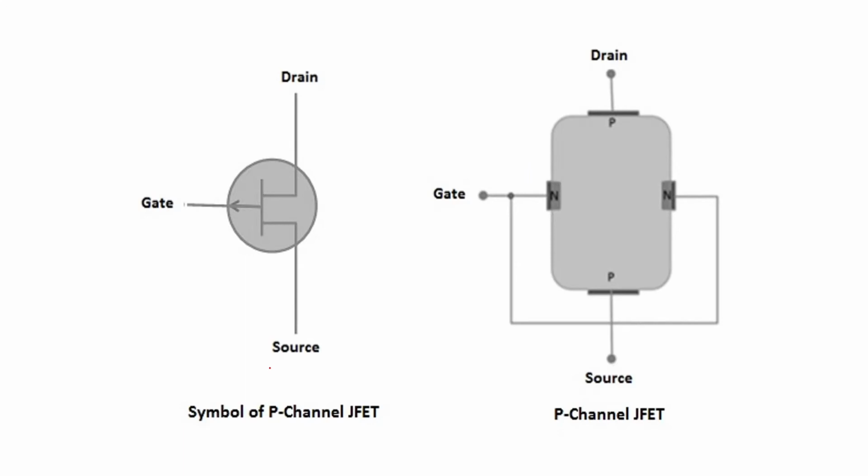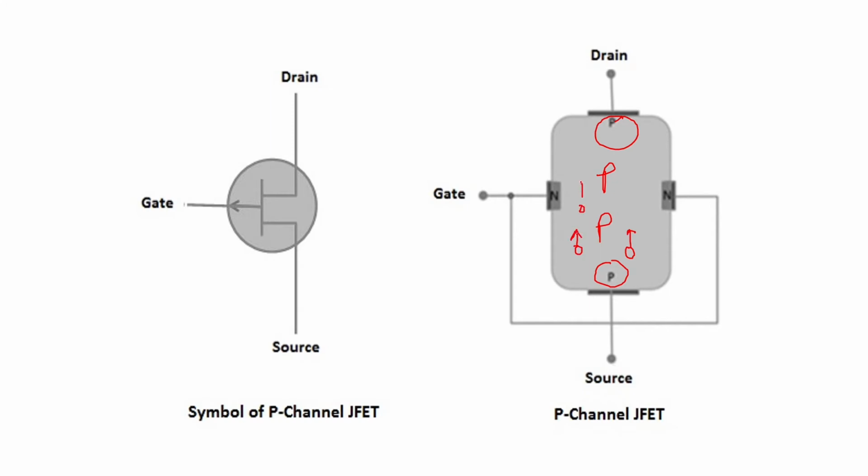Now we will see what a P-channel JFET is. Here you can see a P-channel JFET in which a P-type bar is shown. Here your holes will be the majority charge carriers, which flow from source to drain.